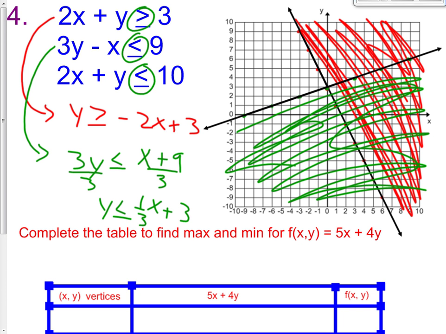So far our solution is where the red and the green come together. And then the last one here is this blue one. Where do I have room to do that? We'll try it right here.